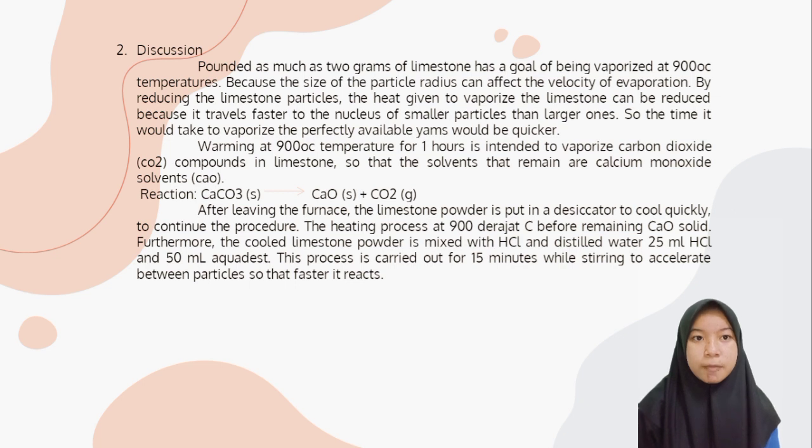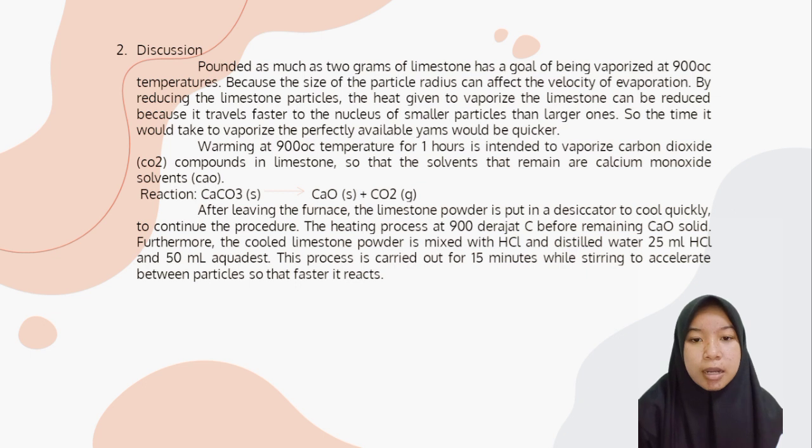2. Discussion. As much as 2 grams of limestone is to be vaporized at 900 degrees Celsius. Because the size of the particle radius can affect the velocity of evaporation, by reducing the limestone particle size, the heat given to vaporize the limestone can be reduced because it travels faster to the nucleus of smaller particles than large ones. So the time it will take to vaporize the limestone will be quicker.